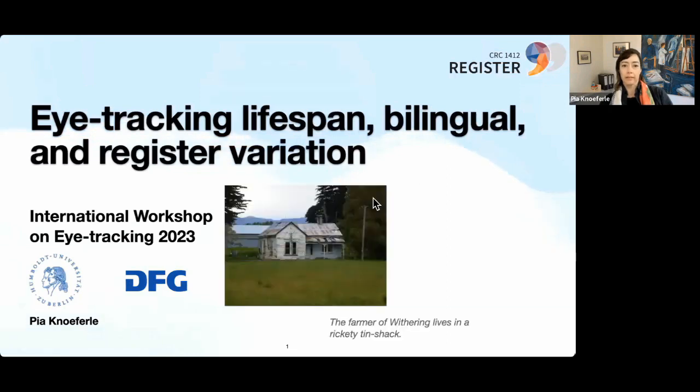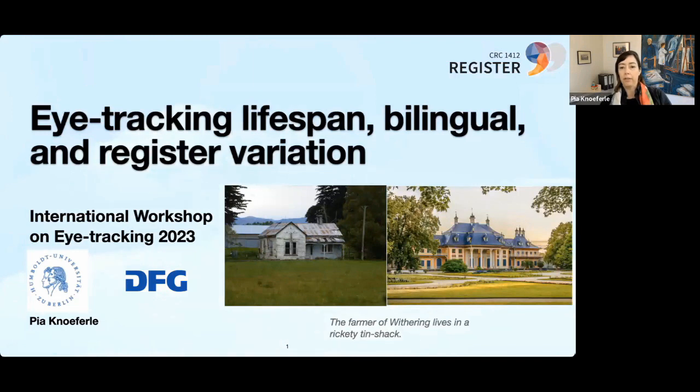So, what sort of research are we doing? I'll start right off the bat with a quick illustration of an experimental setup that you might see in our lab. For instance, you might see a photograph such as the one here of a relatively humble house. You might see this photograph and then read a sentence such as, "The farmer of Withering lives in a rickety tin shack." Alternatively, you might see a really posh mansion here, and then read the same sentence. And what we can do is eye track participants' attention to the sentence when they read something like "The farmer of Withering," so the reader is moving along, lives in a rickety tin shack.